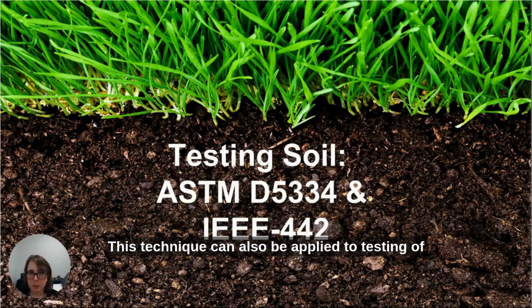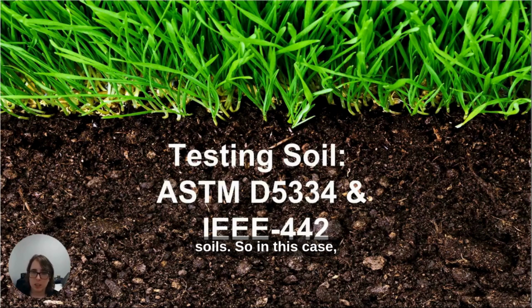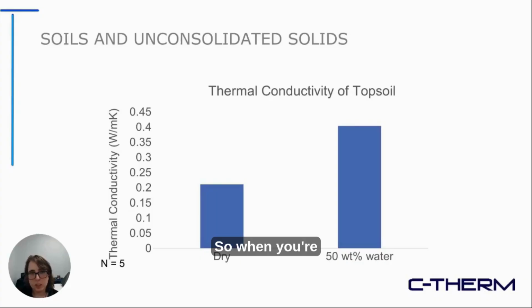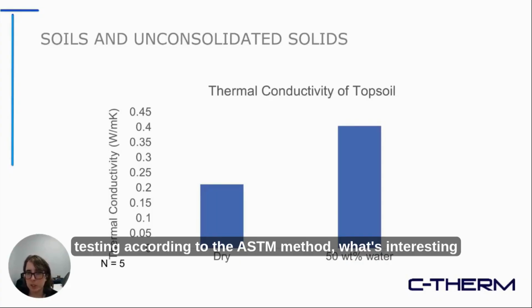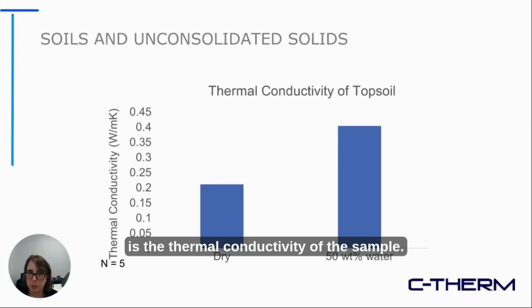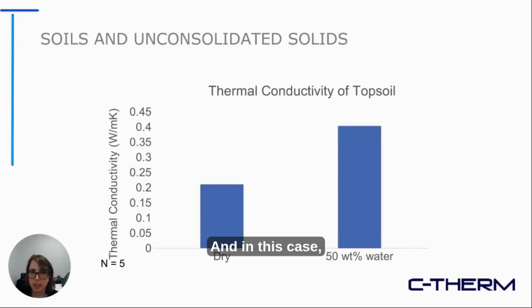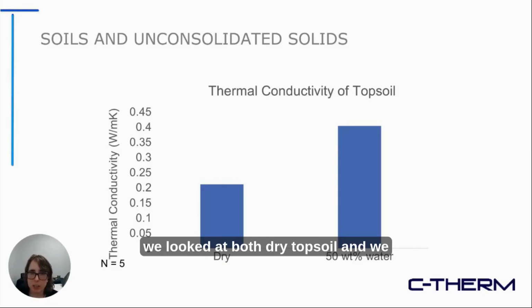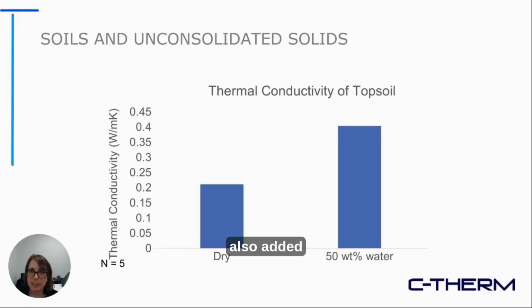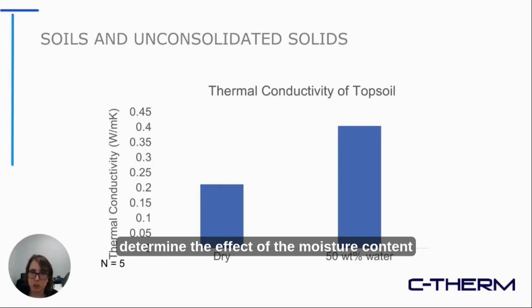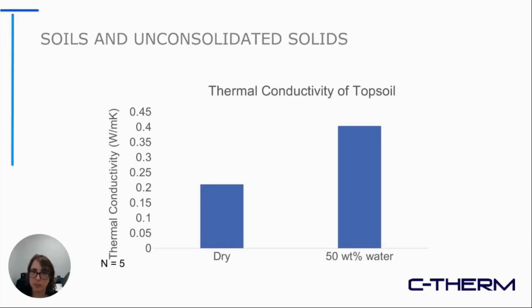This technique can also be applied to testing of soils. In this case, we're looking at application with ASTM D5334 and IEEE 442. When you're testing according to the ASTM method, what's interesting is the thermal conductivity of the sample. We looked at both dry topsoil, and we also added 50 weight% of water to determine the effect of the moisture content on the effective thermal conductivity.